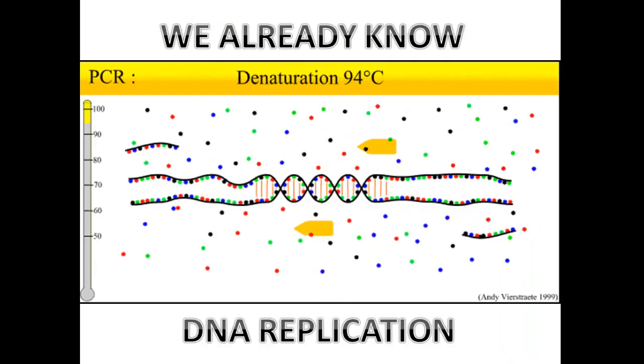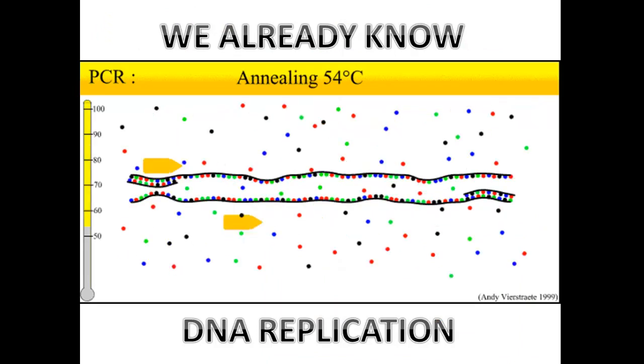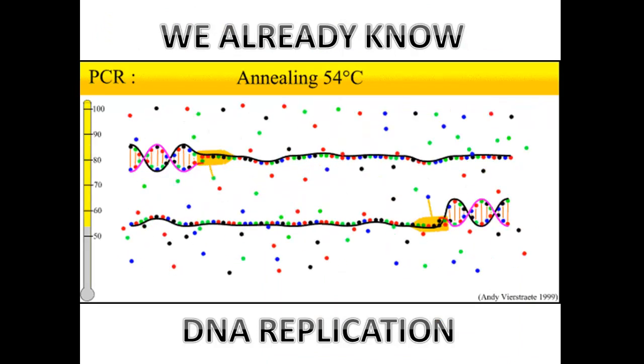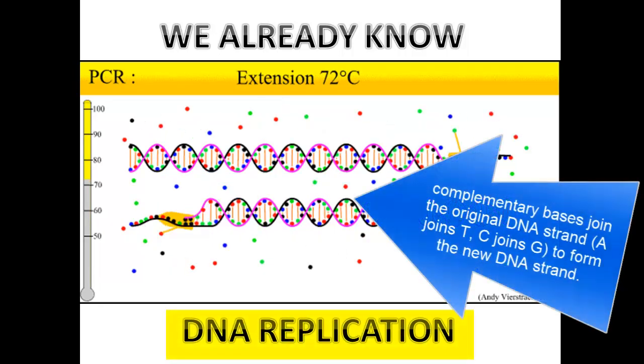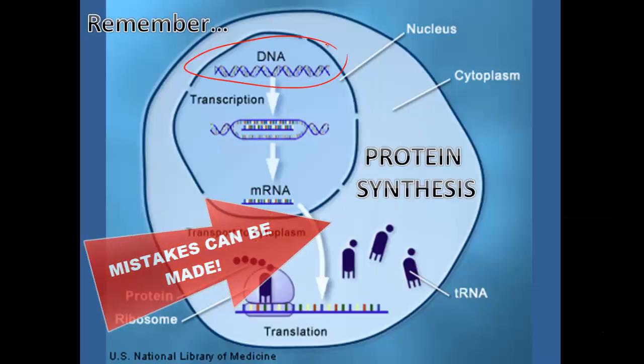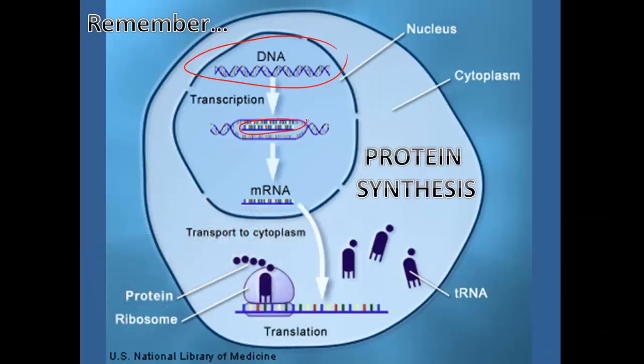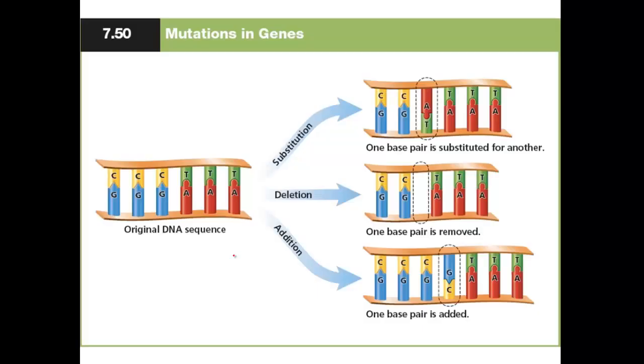So let's talk a little bit about what we already know. We already know that DNA, when it replicates itself, you need complementary base pairing. Those complementary bases join the original strand to make a whole new strand, and mistakes can be made during this process. You can also have mistakes when you're copying DNA to mRNA before a protein is made. So here's your mRNA, and mRNA is translated into an amino acid chain, and that creates the proteins.